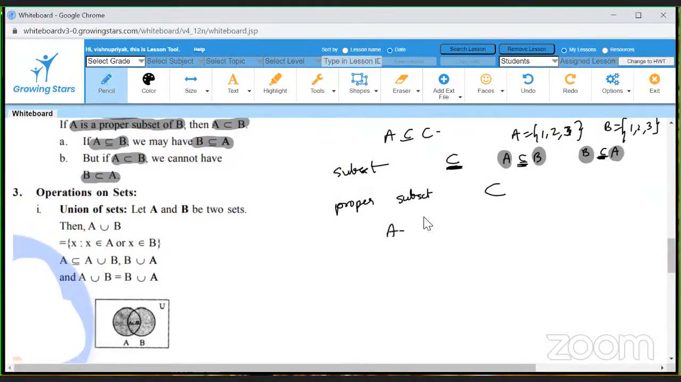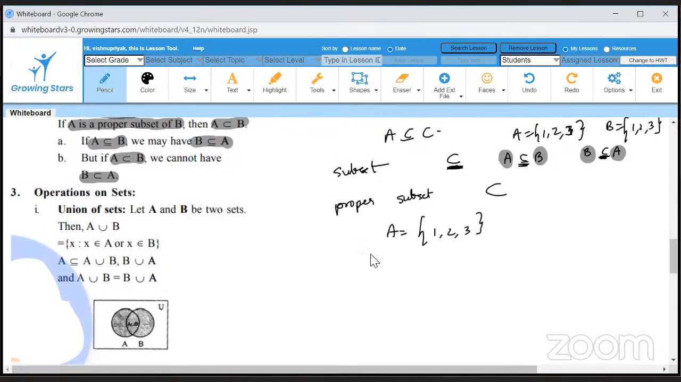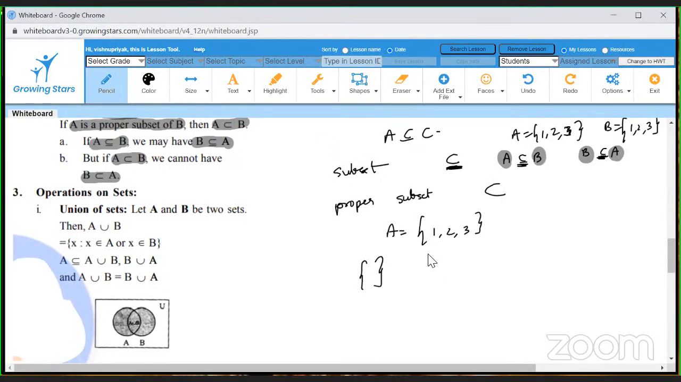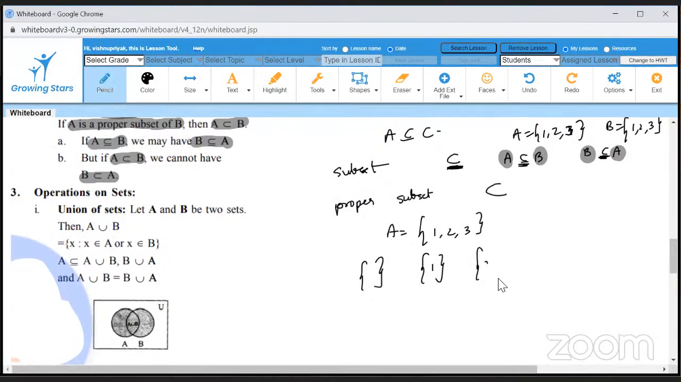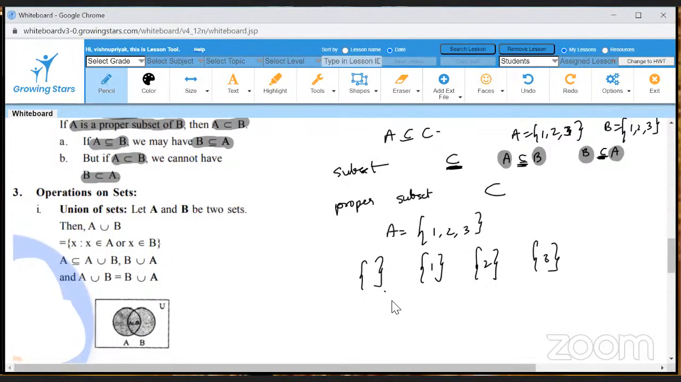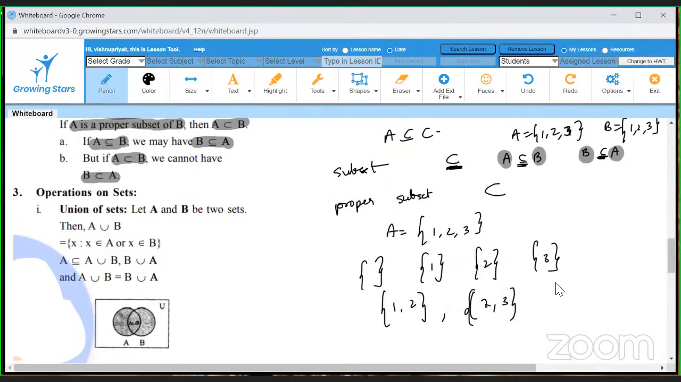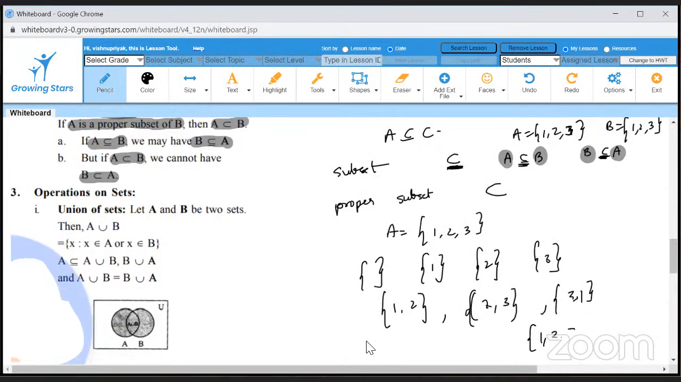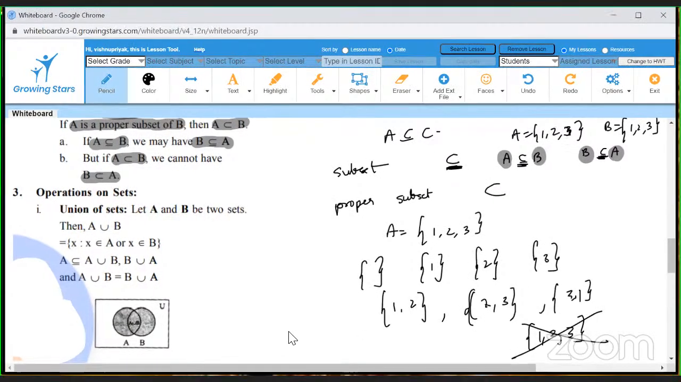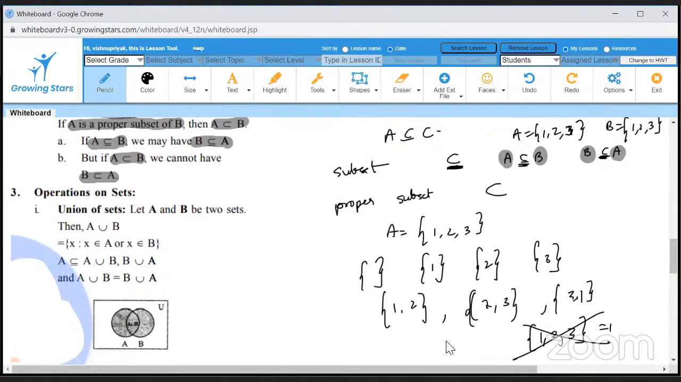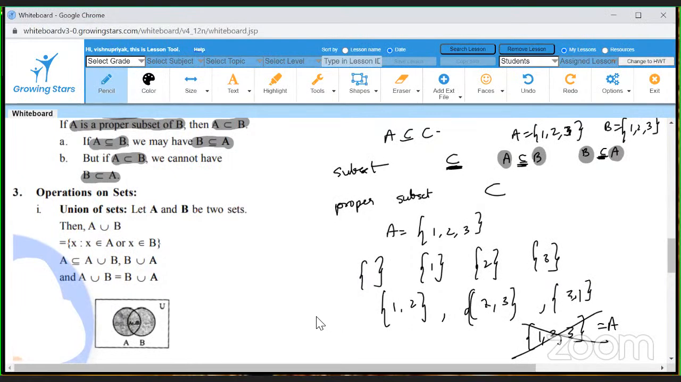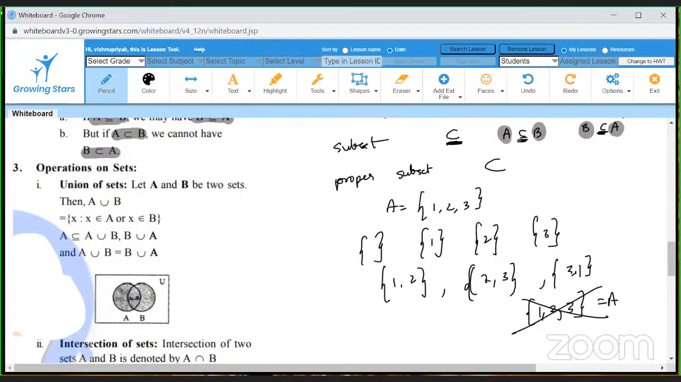Like, suppose I give you A is {1, 2, 3}, then this is a proper subset. This is a proper subset. This is a proper subset. This is a proper subset. {1, 2} is a proper subset. {2, 3} is a proper subset. {3, 1} is a proper subset. But {1, 2, 3} is not a proper subset. It is just a subset because it is equal to A. It is the same as A. So you can't call it a proper subset, but you can call it a subset. That is the difference between subset and proper subset.